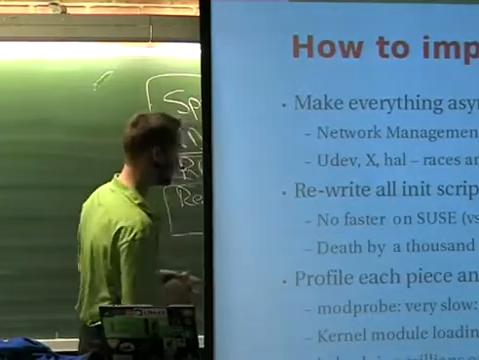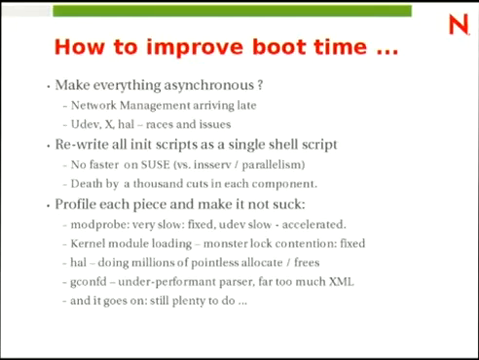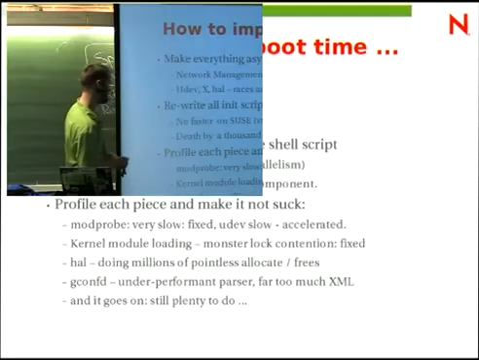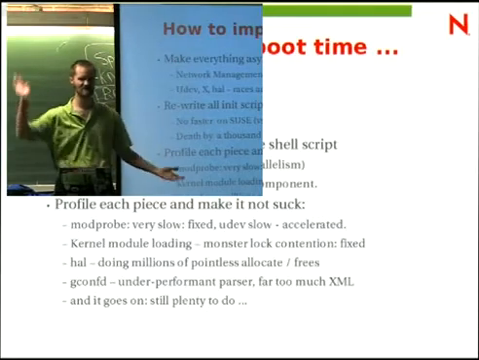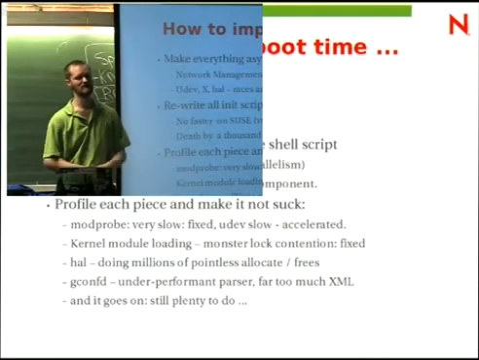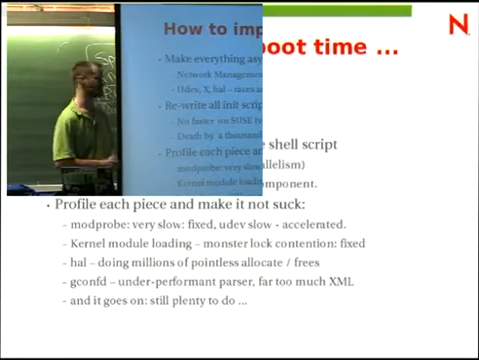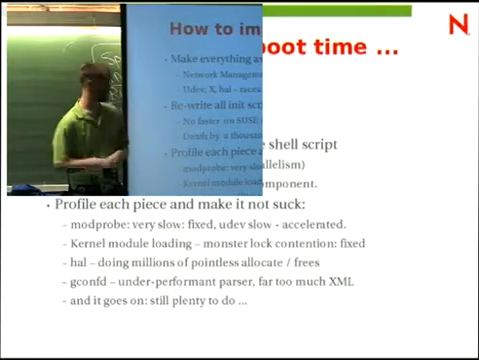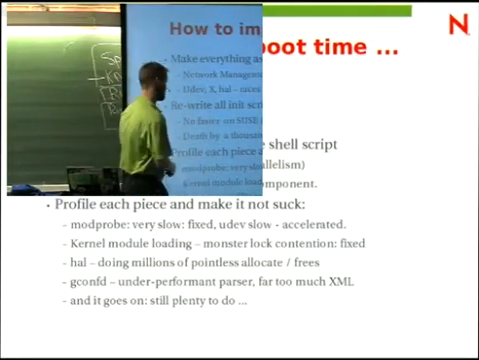So modprobe was very slow. There was some big, silly caching. I think Red Hat fixed that. udev was also pretty slow. I think Kay Sievers fixed that at SUSE. Kernel module loading took some kind of monster lock that stopped anything happening. So you could load lots of modules in parallel, of course, until you actually wanted to load the module, and then it would all kind of serialize, I think.